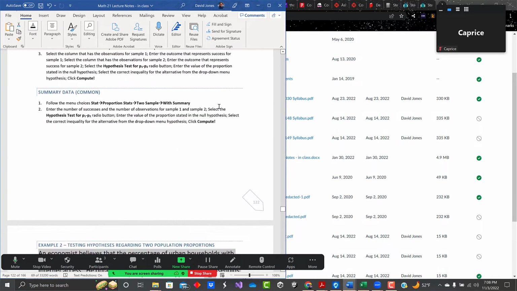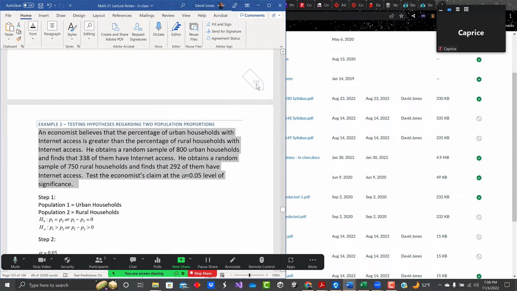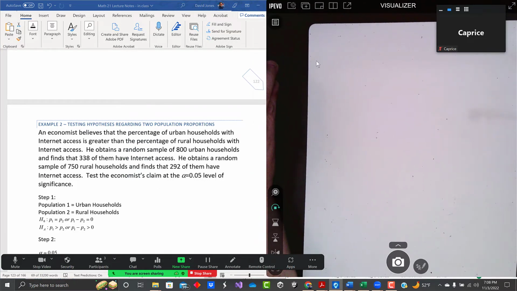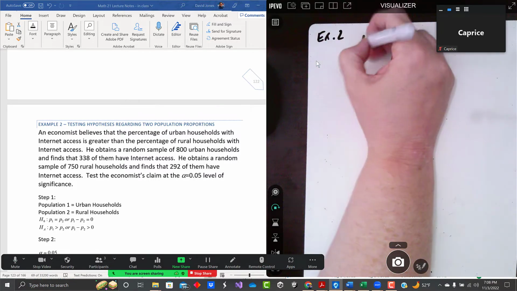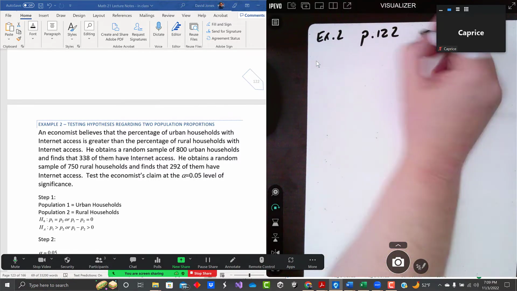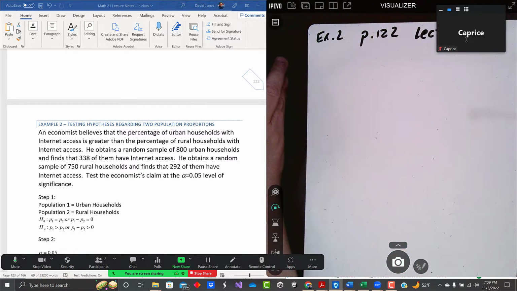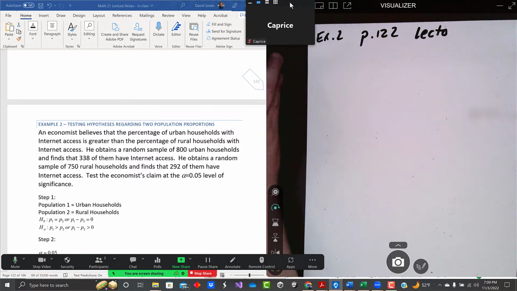So I am in the 11.2 section. It says 122 right there. So we're looking at example 2 in the lecture notes, page 122 in the lecture notes file. Oh, my Zoom picture window is in the way. Let's move it over here.